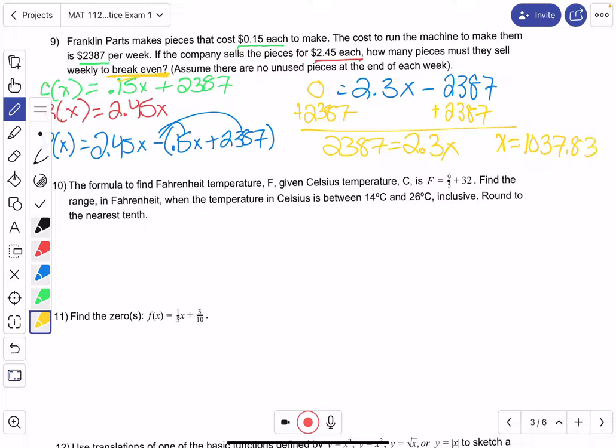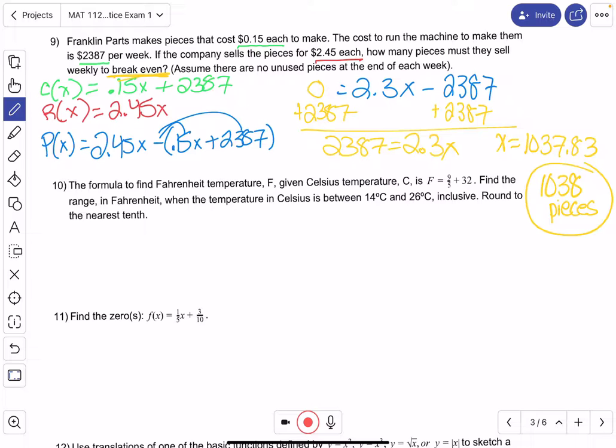Well, you can't sell part of a piece. So in order to break even, they would have to sell 1,038 pieces. So don't forget, if you gave me that decimal answer, you'd only get 3 points because you can't sell part of a piece.